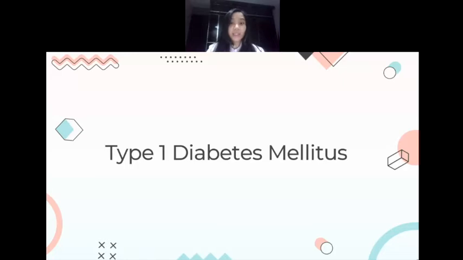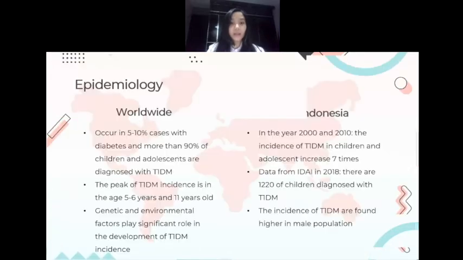Okay, let's start from type 1 diabetes mellitus. First of all, I will talk about the epidemiology of type 1 diabetes mellitus. So, the incidence of type 1 diabetes mellitus varies between countries and within a country. In some of the Western countries, cases of type 1 diabetes mellitus occur in 5 to 10% of all cases with diabetes, and more than 90% of people with diabetes in children and adolescents are type 1 diabetes.